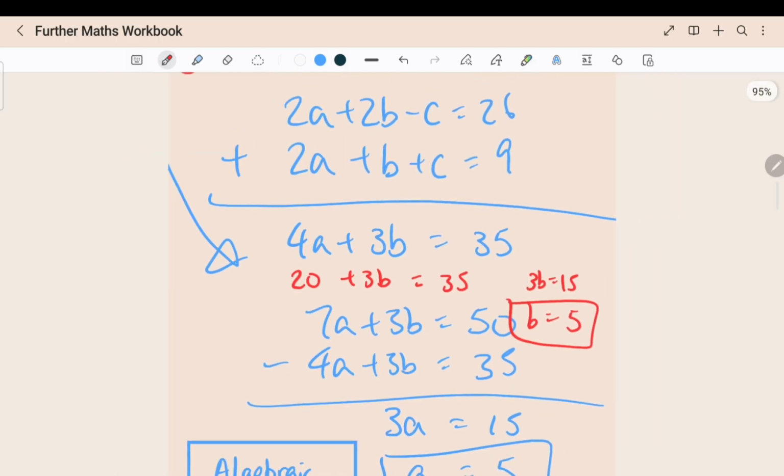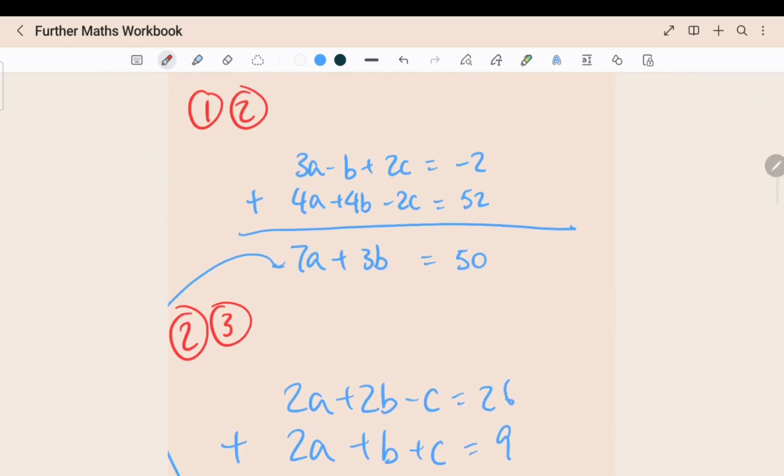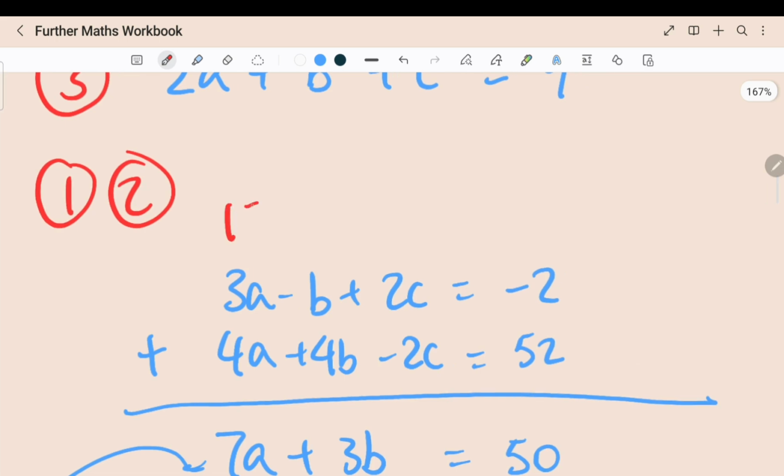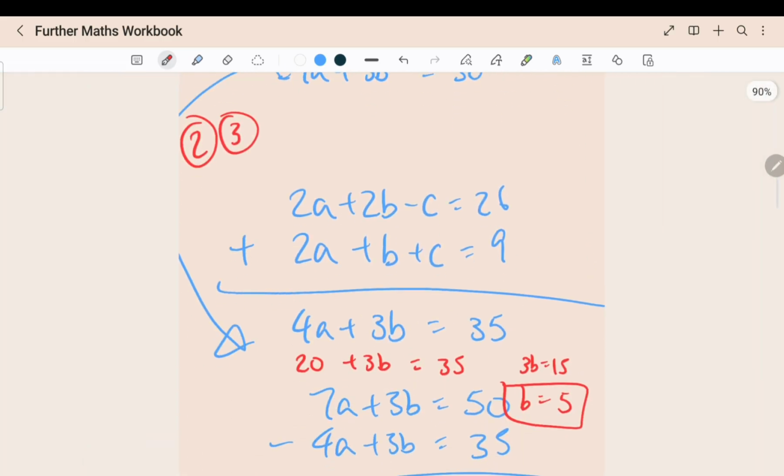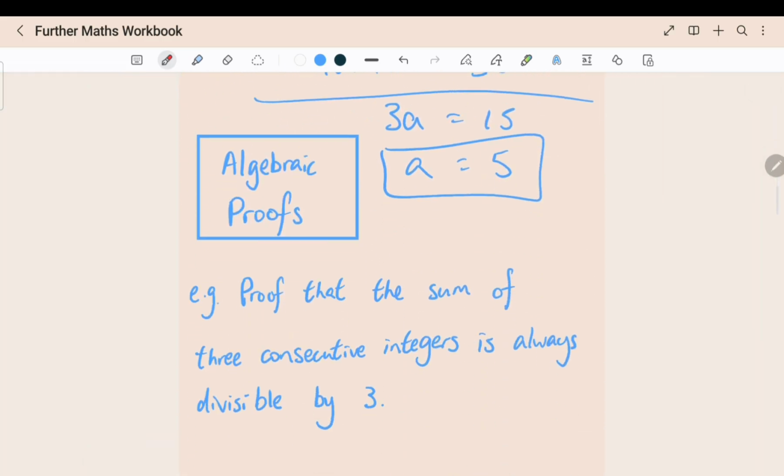And then finally, just put in 5 and 5 into an equation with a, b, and c. So here I get 15 if I put in 5 into a and then minus 5 plus 2c equals minus 2. So I get 10 plus 2c equals minus 2. 2c is equal to 8. No, equal to minus 12. Therefore, c is equal to minus 6. And we get our 3 solutions by doing elimination.